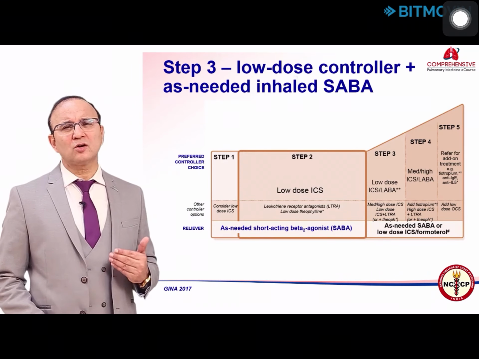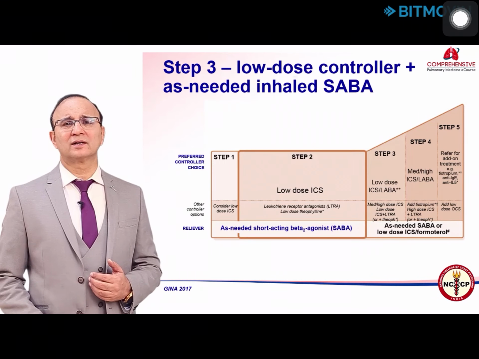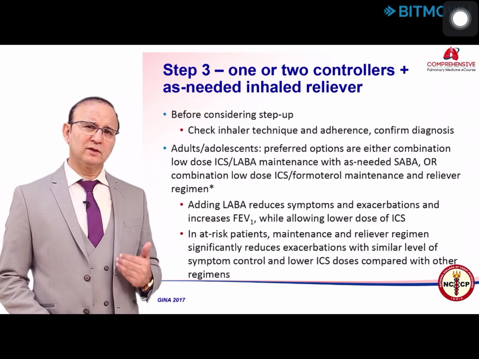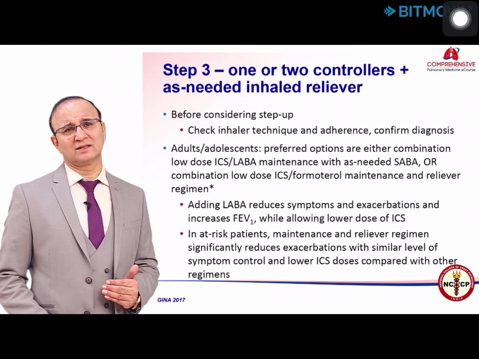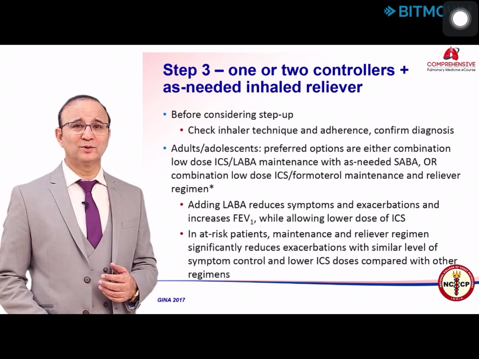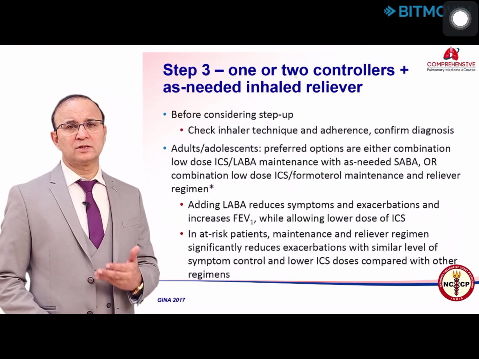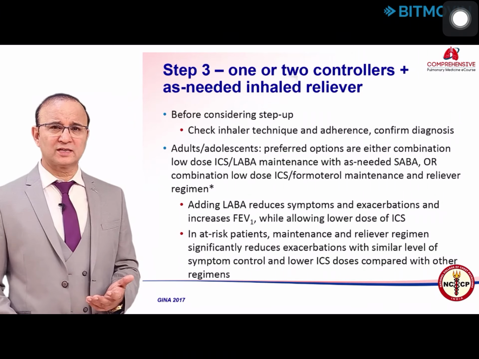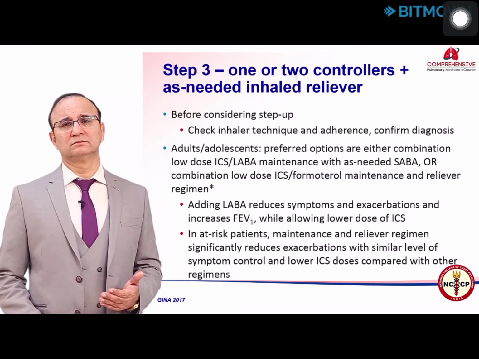Then if the patient is not controlled on low dose inhaled steroids, you add the long-acting beta-2 agonist. And as I said earlier, whenever you step up the treatment, it is mandatory to check the inhaler technique. A patient who has been taking it for many years may still not be taking the inhaler properly. So check the inhaler technique and ask about the dosages, because he may not be taking the proper dosages. Then if you are satisfied, you add a long-acting beta-2 agonist.